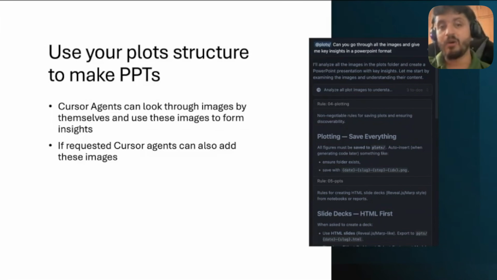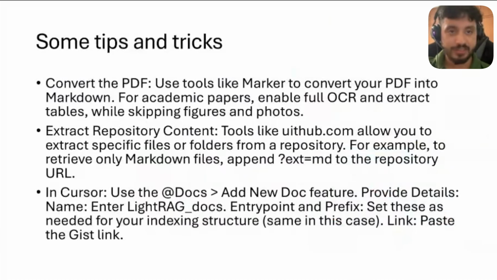Okay, now how to make PPTs on Cursor. Before that, some tips and tricks. How do you convert your PDF to Markdown? You can use a tool like Marker to convert your PDF into Markdown. Another thing is that Surya OCR works really well for ML research papers. Surya OCR and Marker are pretty much good enough for you.